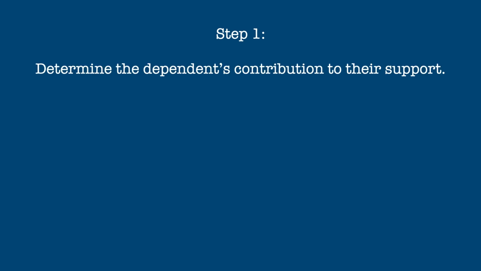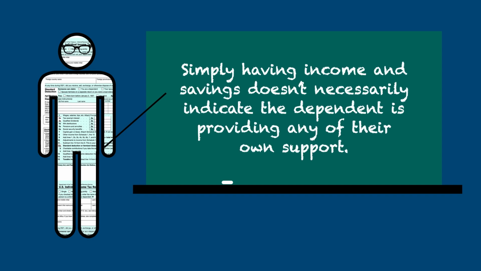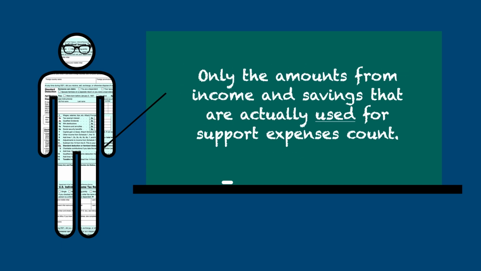The first step in calculating support is to determine the dependent's contribution to their own support. Simply having income and savings doesn't necessarily indicate that the dependent is providing any of their own support. Only the amounts from income and savings that are actually used for support expenses count.